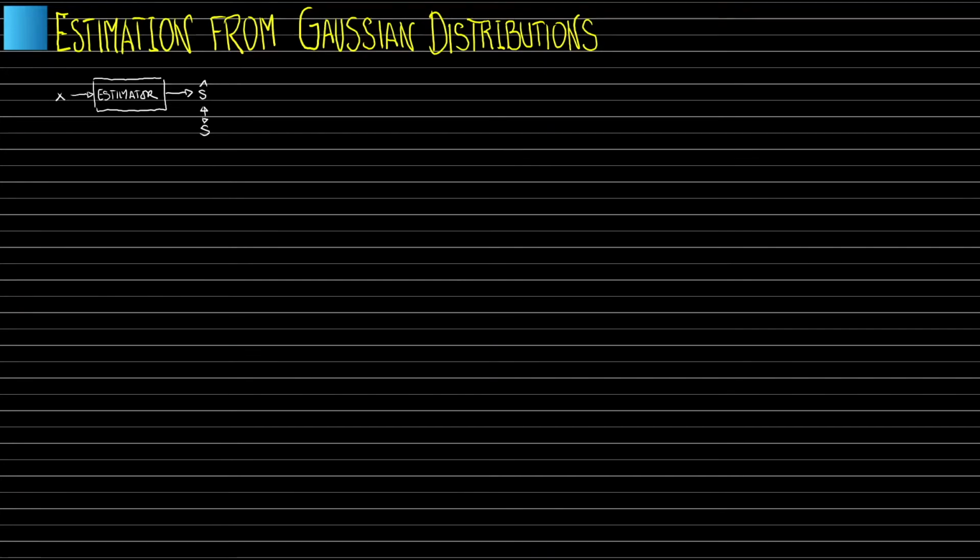Hello. In this video I'm going to explain a particular case of the estimation problem, which is the case where the joint distribution of the input and the target variable is Gaussian. Okay?